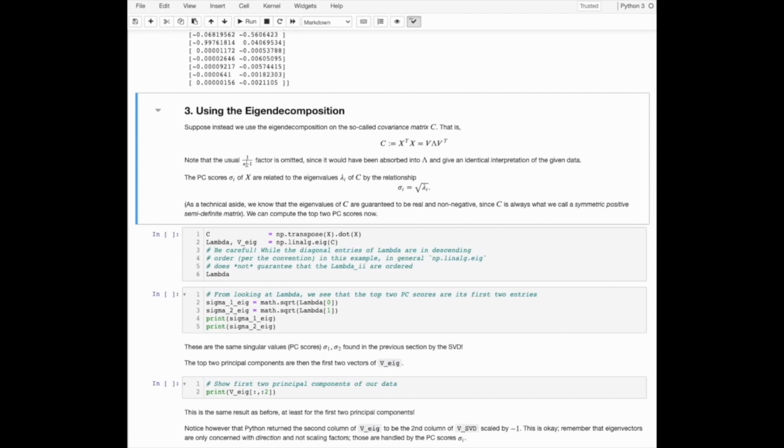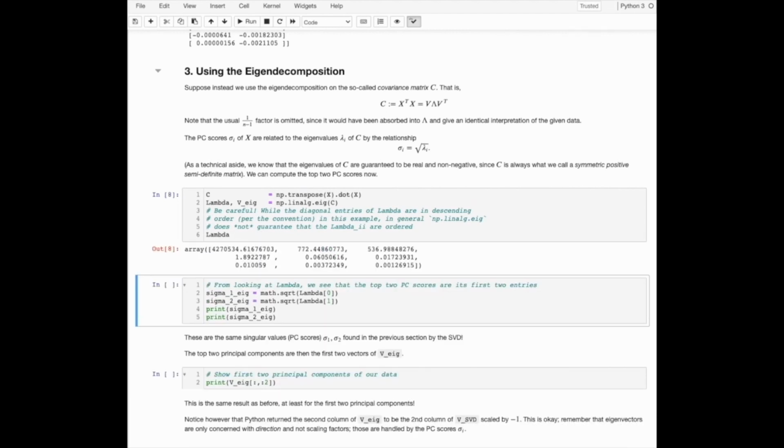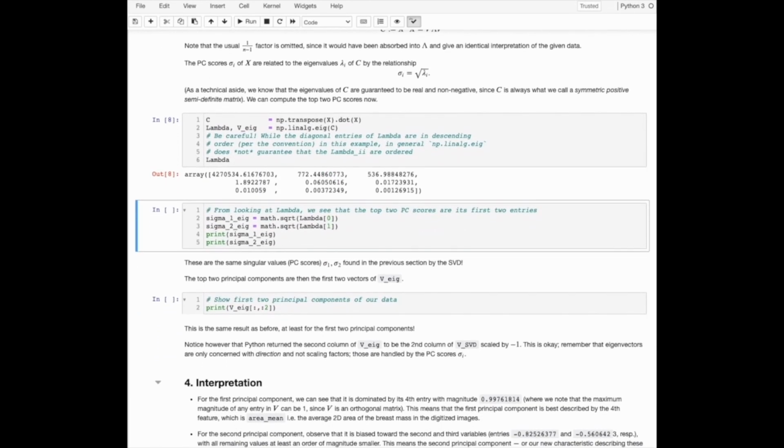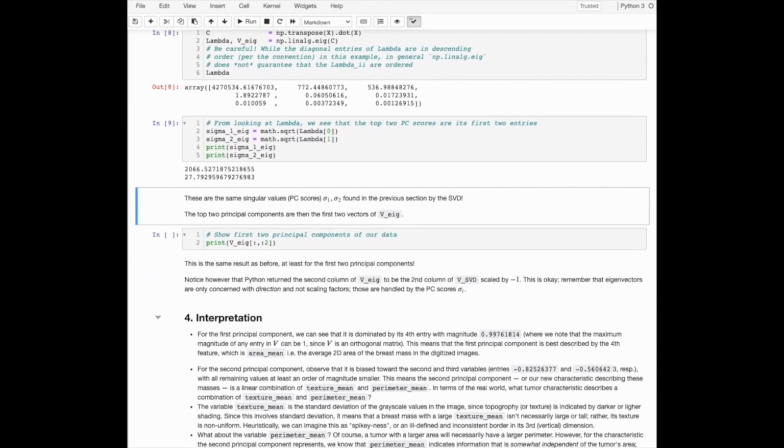So here we compute the covariance matrix, which will be 2 by 2. And then from looking at lambda, we can read off the same 2 PC scores as we did previously. Well, this is a sanity check, that with either technique, we're getting the same information.